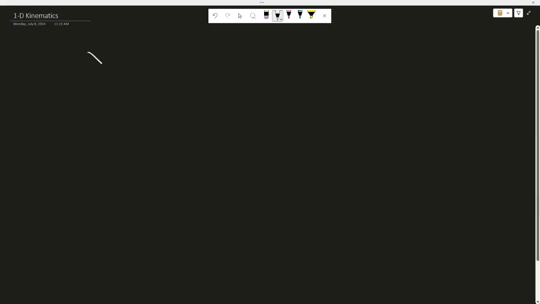We're going to focus on 4 different variables. The first one is going to be x. This one is your position. So think about this as wondering where you are in space. v is your velocity and a is acceleration. We're also going to look at time.